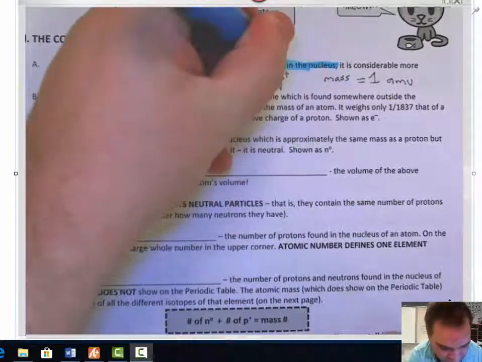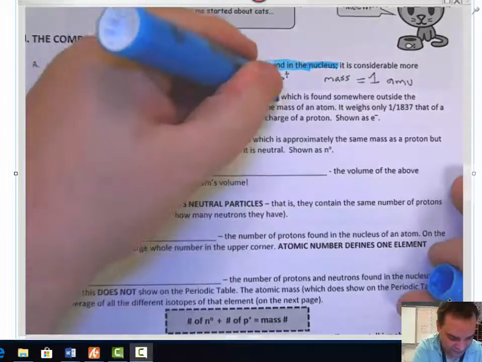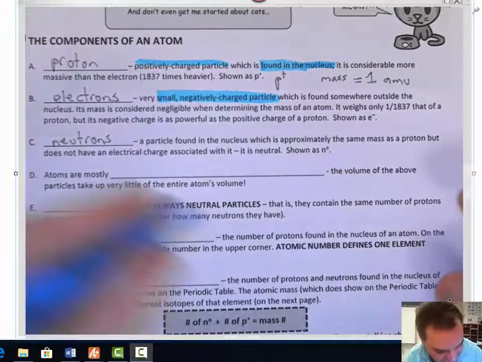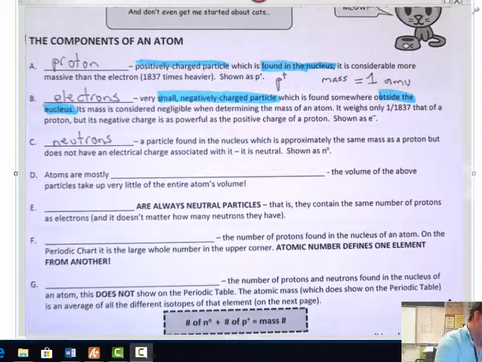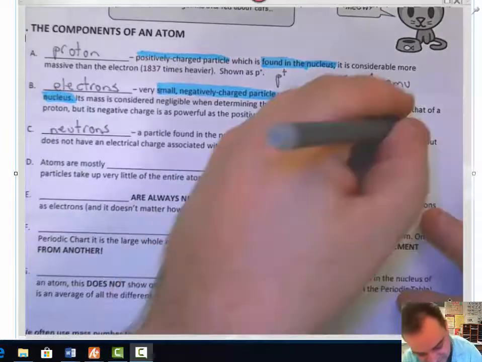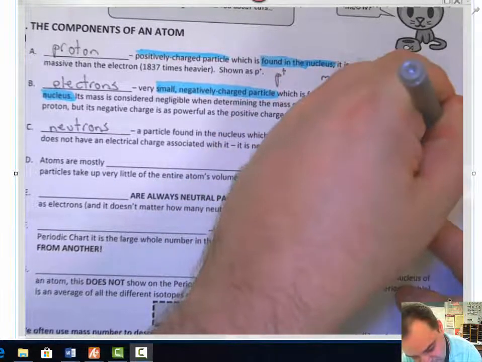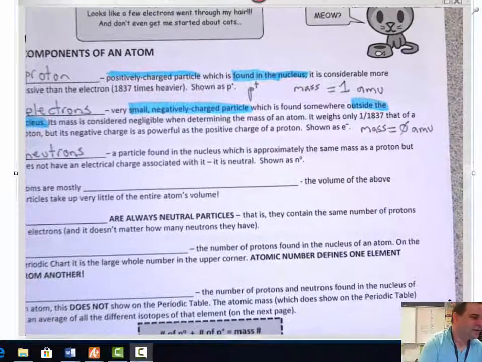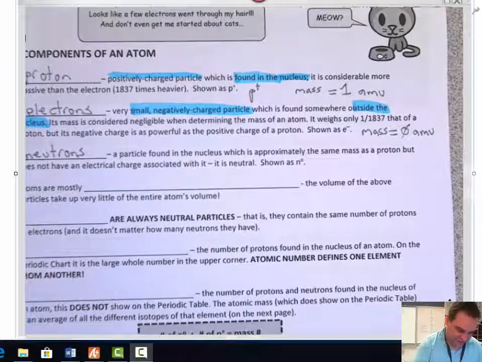Electrons. Electrons are very small, negatively charged particles. They are outside the nucleus. The mass is considered to be 0 AMUs. You're like, what? How can it be a mass of 0 AMUs? So here's the deal.